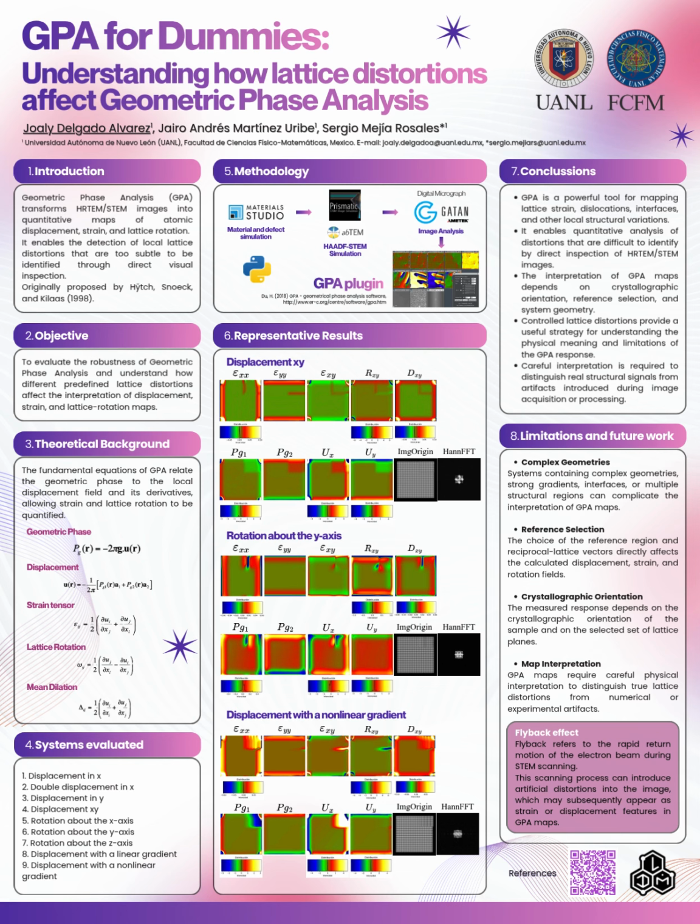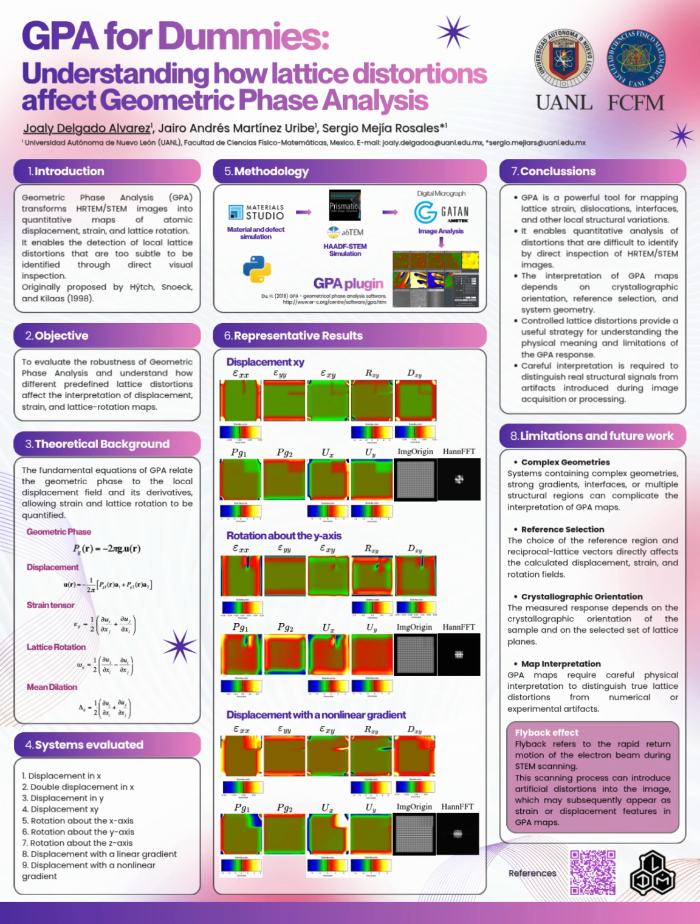Geometric phase analysis, or GPA, is a widely used technique for extracting quantitative structural information from high-resolution TEM or STEM images. It transforms these images into maps of atomic displacement, strain, lattice rotation, and dilation. However, GPA maps are not always easy to interpret.